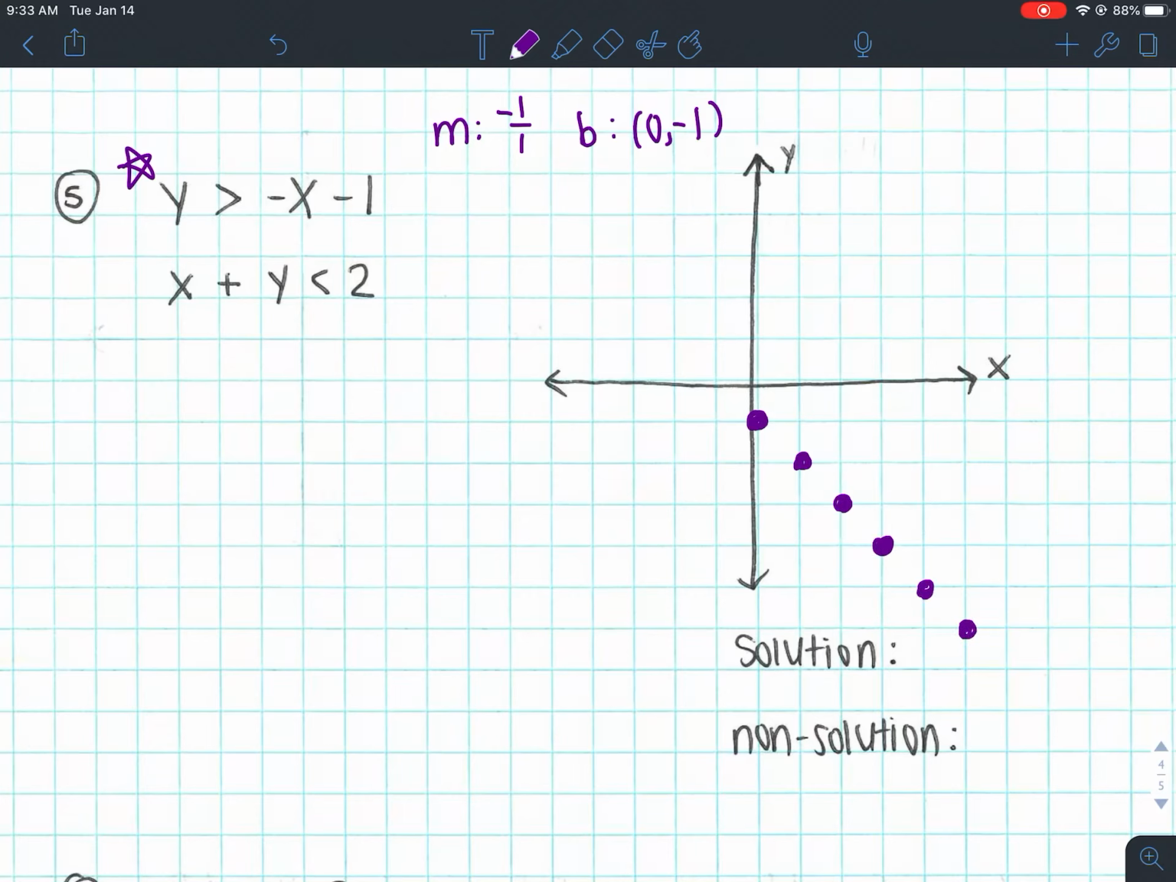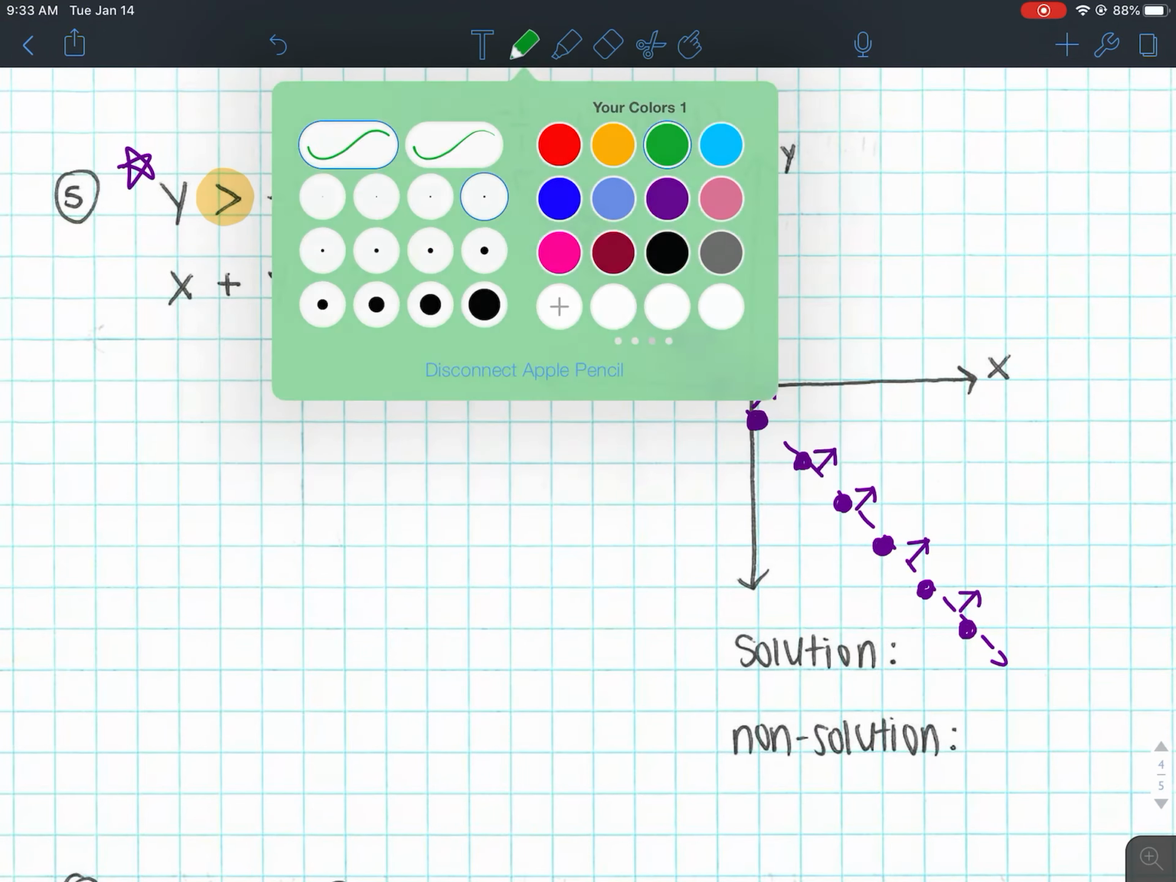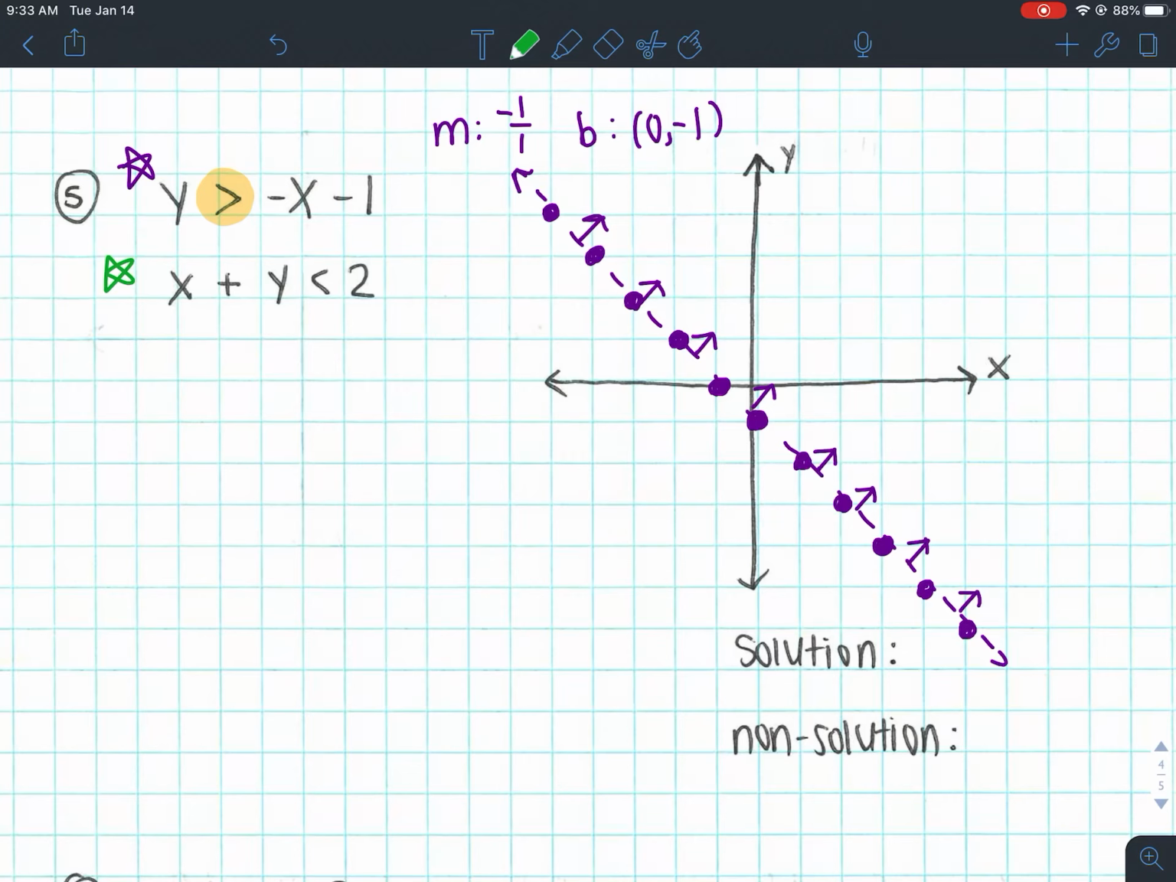Before I draw a line through this, I want to check what my inequality sign is. It is just a greater than, there's no equal to, so I know this is going to be a dotted line. Okay, now it is a greater than symbol, so I would shade above in this case. All right, let's do the next inequality.